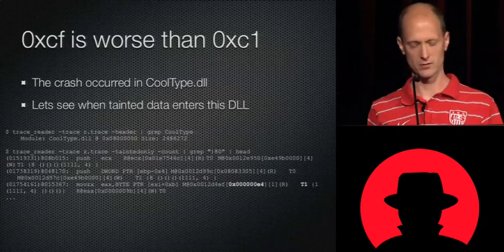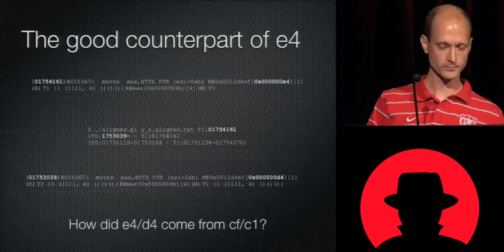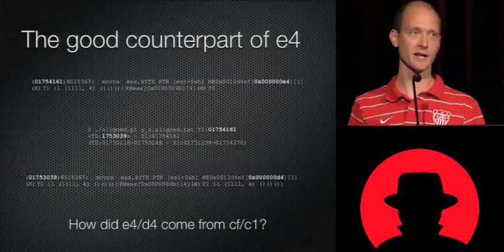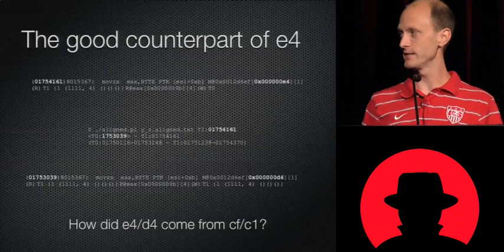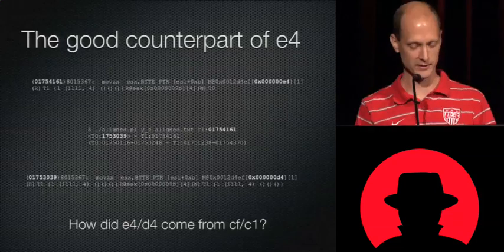So it's like E4, huh, that's interesting. That's not C1 or CF. I wonder where that came from. So you can do the alignment trick and see what it was in the good case. And in the good case, instead of E4, it was D4. And you'll notice that this E4 and the D4 are both tainted, as you would expect.